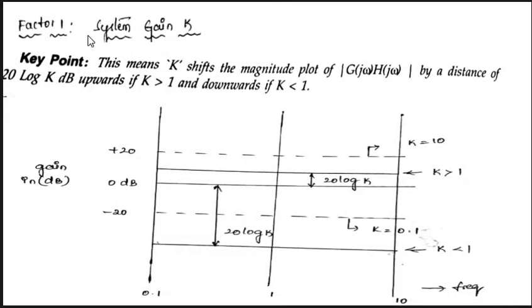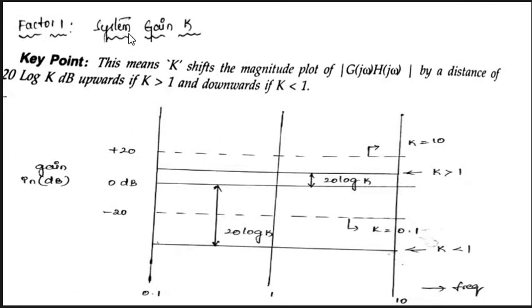The first one: in the last video I explained that the total Bode plot for 10 by s into s plus 2 into s plus 4 can be split into three parts. First is the Bode plot for 10, the Bode plot for 1 by s, the Bode plot for 1 by s plus 2, and the Bode plot for 1 by s plus 4. Combining all these four parts, finally we get the Bode plot for 10 by s into s plus 2 into s plus 4. Like that, I explain the rules.